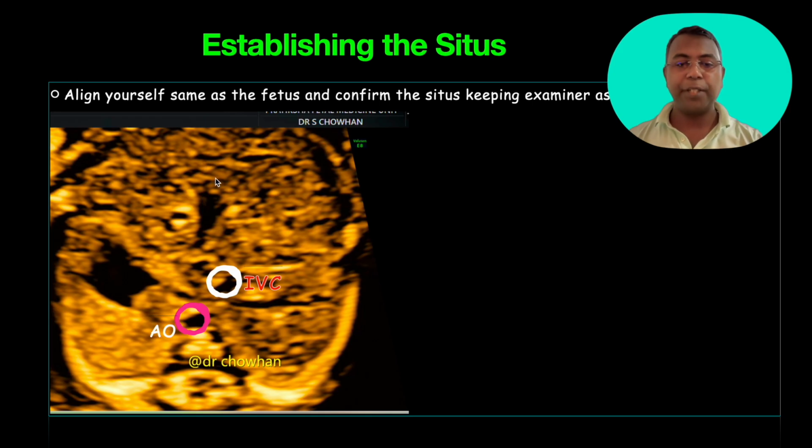As I mentioned, it should always start from the abdomen. In the abdomen you can see that this is the abdominal circumference. Here you can see the aorta, which is lying in front of the spine and towards the left, and this is the IVC, which is lying right up and towards the lateral side. This is the normal appearance of the fetal abdomen.